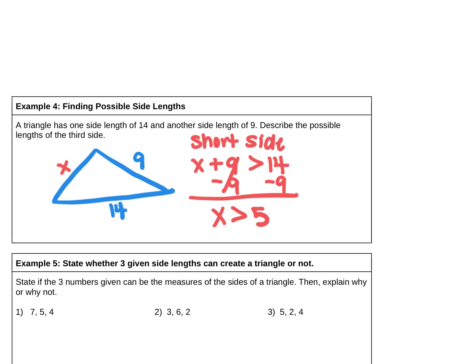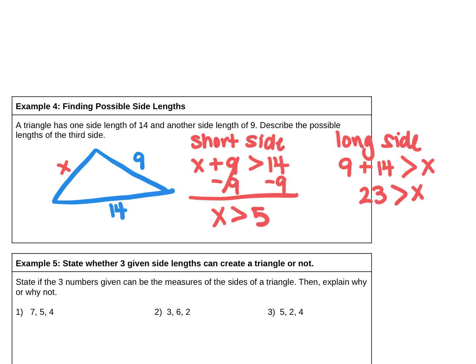Now we treat it like it's the long side. So we would say, what if x is your biggest side? Then the 9 plus the 14 is going to have to be greater than that other side. So then x has to be smaller than 23.